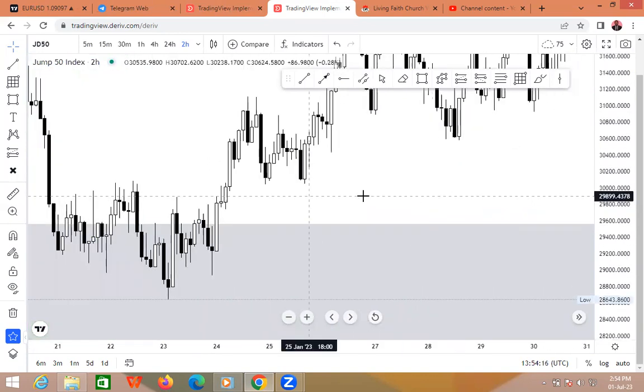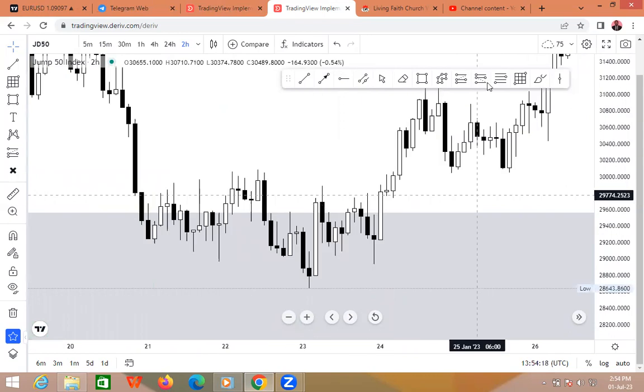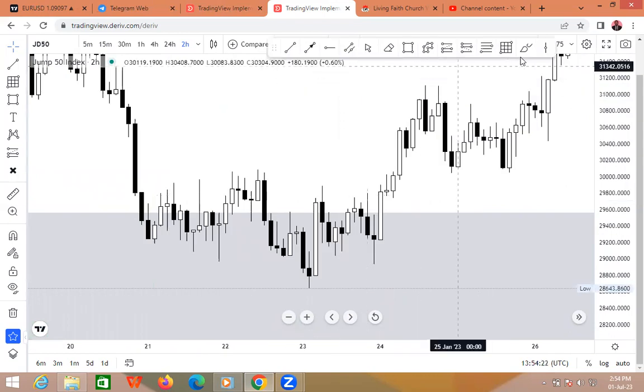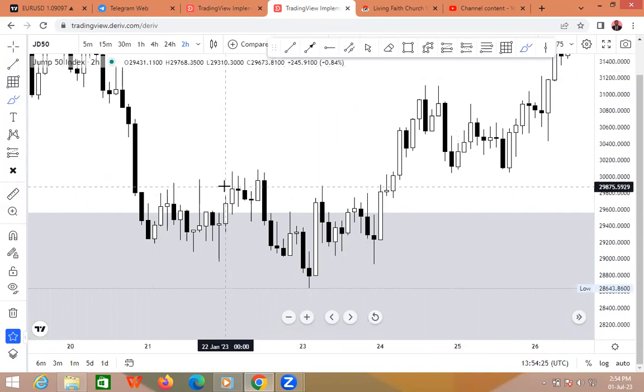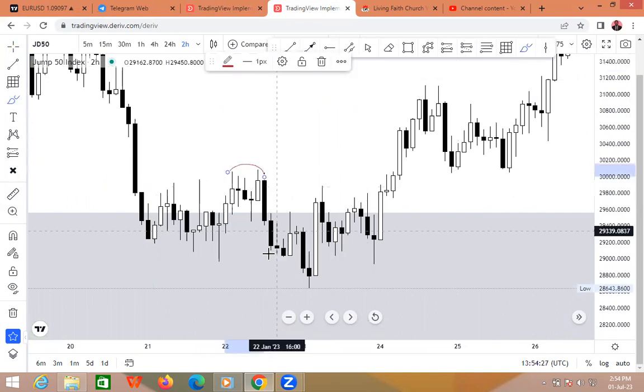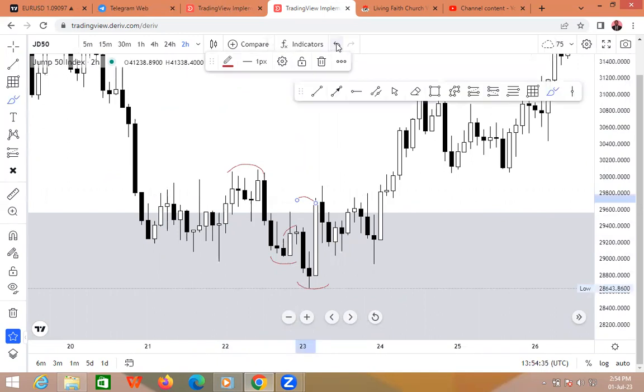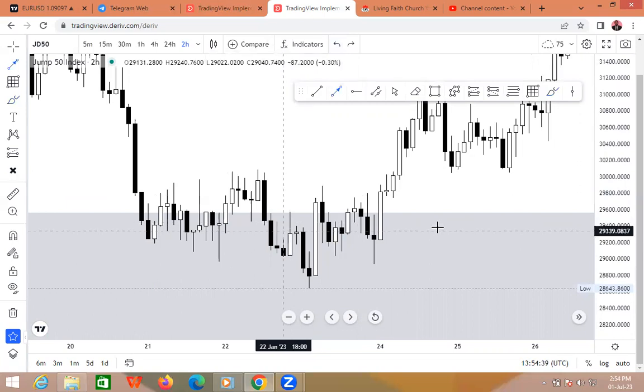All right, what can you find? Tell me what you can see. All right, price gave this high, price gave this low, price gave this high, price gave this low, price broke structure. And there's a break of structure. That's correct, Abi. So when price broke structure, this was the break of structure.